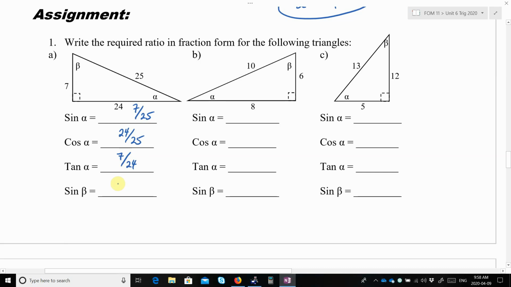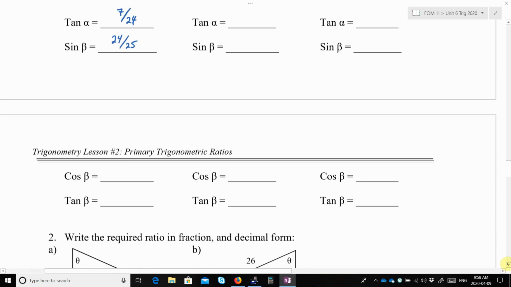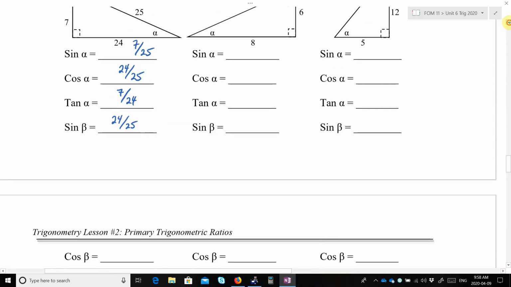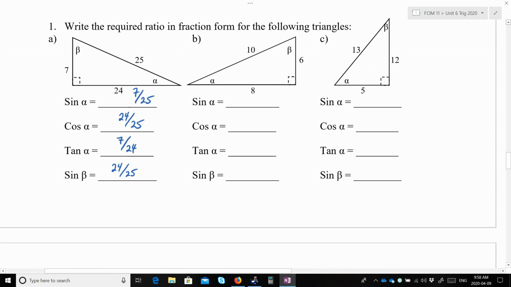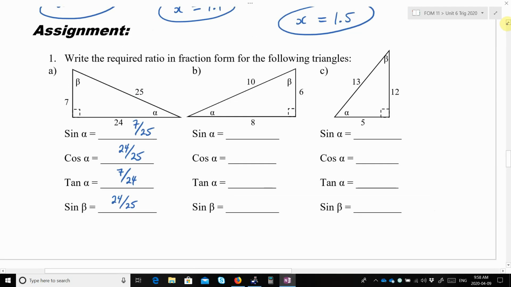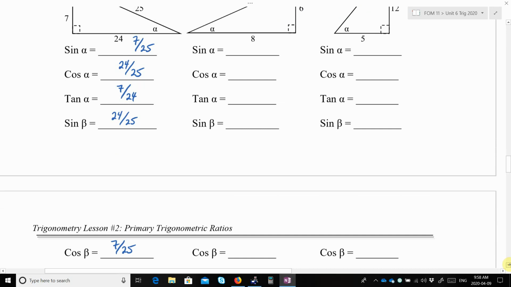Sine beta is going to be 24 over 25. And then we're on to the next one, or does it carry down? Oh, it does carry down. We'll look at that. Okay, cos beta. Adjacent over hypotenuse is 7 over 25. And tan beta is going to be opposite over adjacent, 24 over 7.